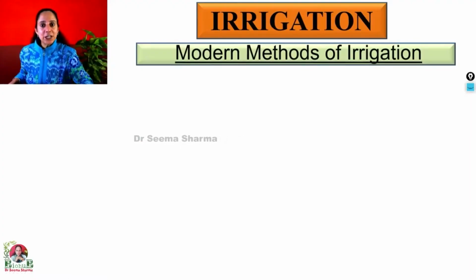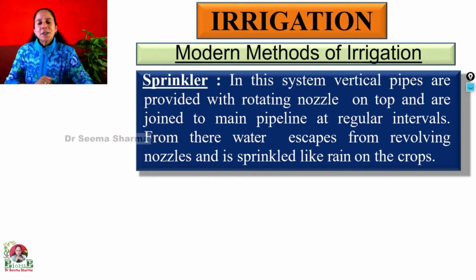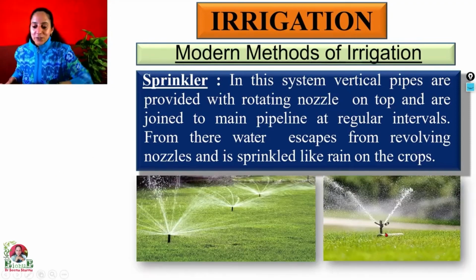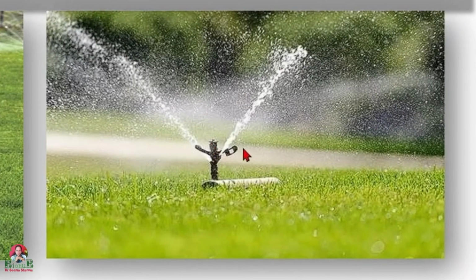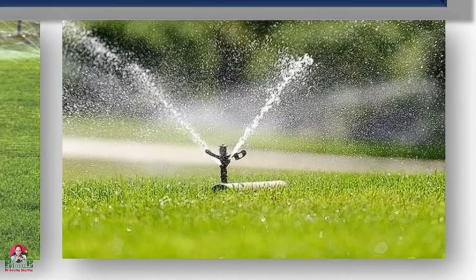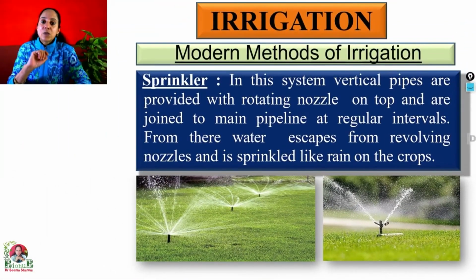First modern method of irrigation is sprinkler. In this system, vertical pipes are provided with rotating nozzles on the top and are joined to the main pipeline at regular intervals. The water escapes from these rotating nozzles and is sprinkled like rain on the crop. So this is a water sprinkler where we have a vertical pipe with rotating nozzle, and the water is sprayed from this like rain on the crops. This method is best for sandy soil as well as land which is uneven.